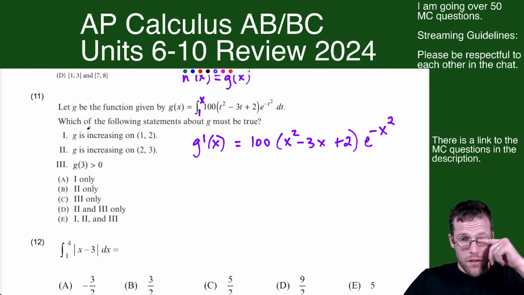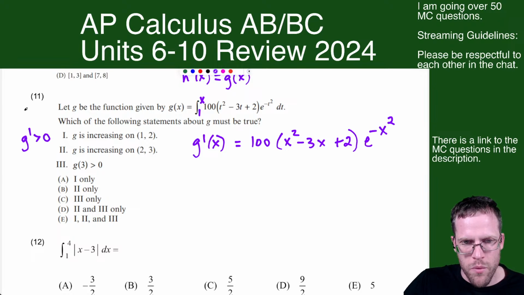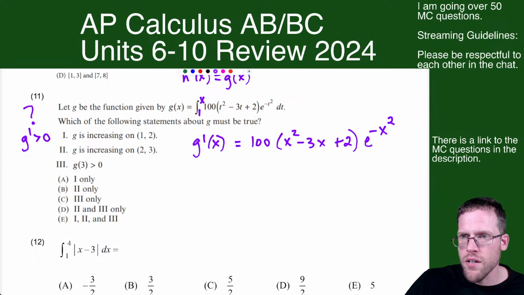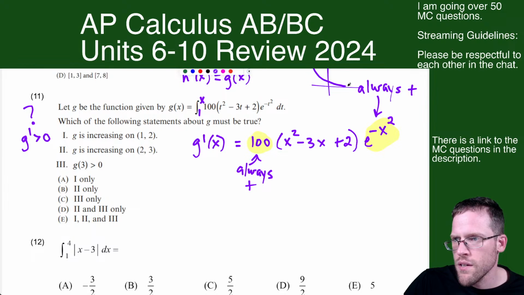Okay, so here it is. G is increasing tells us to just look for where g prime is positive. Okay, so this is what we want to know. Now, the trick here is noticing that some of these things are always positive. 100 is just a positive constant. This, e to the negative x squared, is sneaky, but it's always positive. e to the negative x squared on its own looks like this. It never goes under the x-axis. So this is always positive.